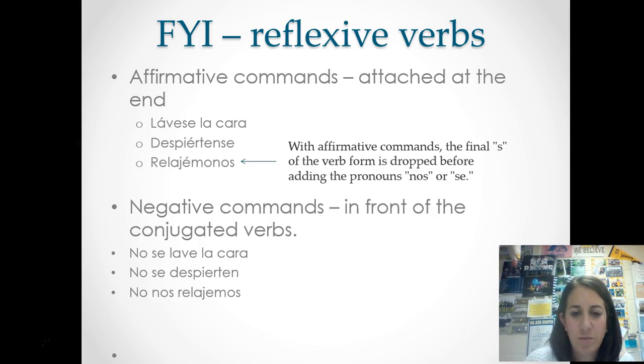So with negative commands, that pronoun is going to go before your command. All right. So affirmative commands, it's attached at the end. That's not an option. It's definitely how it goes. And then negative commands, it goes before. So you've got no se lave la cara, no se despierten, no nos relajemos.